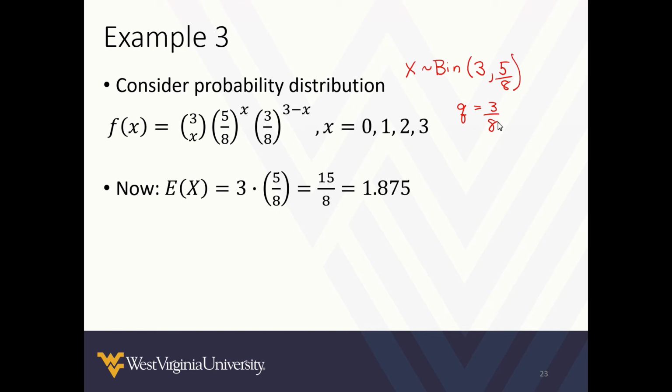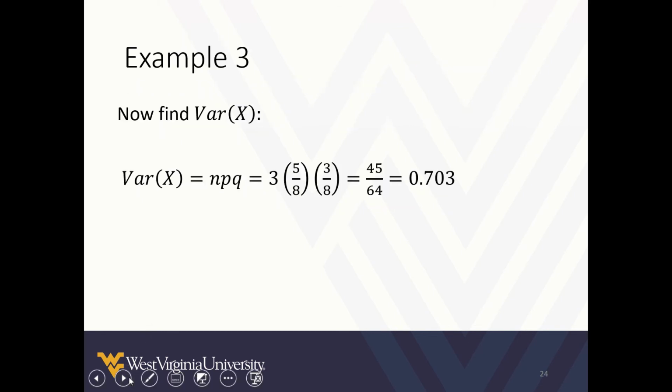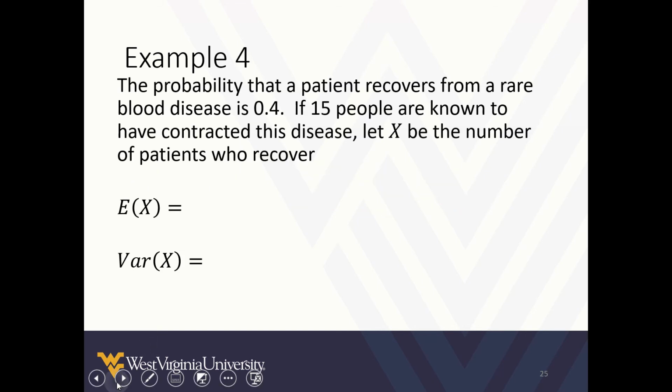If we were interested in finding our mean, that would be 3 times 5/8, or 15/8, which we would then simplify to 1.875. Now to find the variance, using our information from the previous slide, it would be 3 multiplied by 5/8 multiplied by 3/8. That would equal 45/64, which is equivalent to 0.703. Very good. Not too bad.